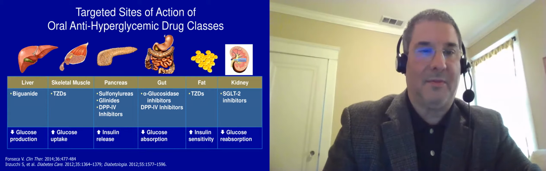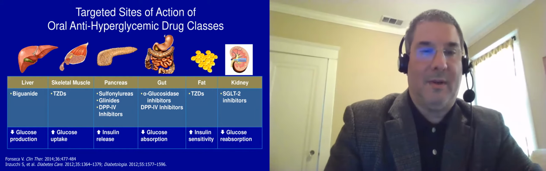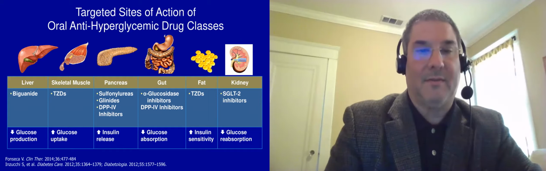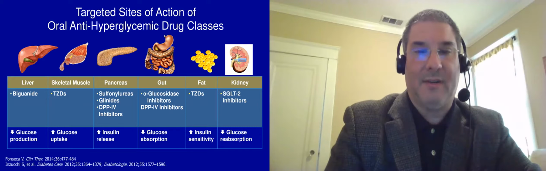I don't know that a week goes by without a patient asking me, how come I go to bed with a sugar of 90, but I wake up in the 150s? And the answer is the liver. So we address each of these areas with different drugs. The gut, insulin resistance at the fat, our newest agents that work at the kidney.